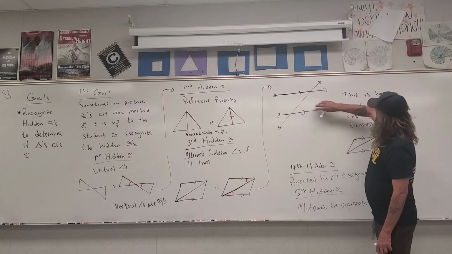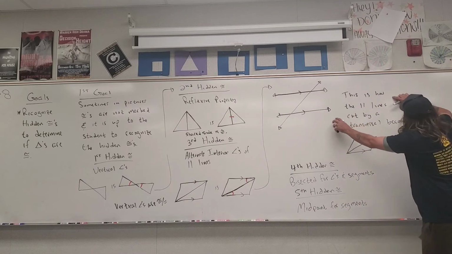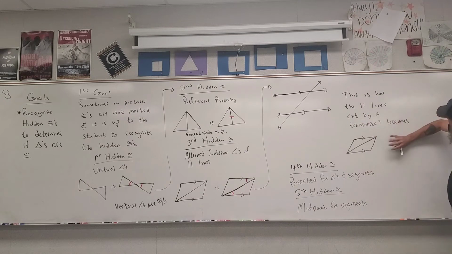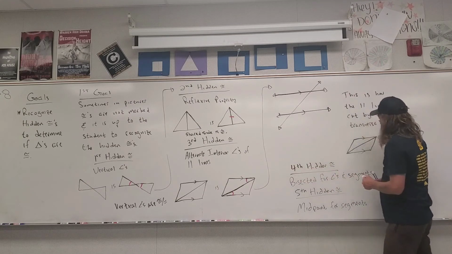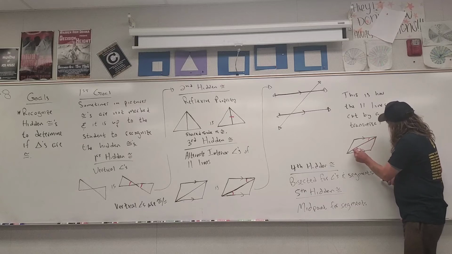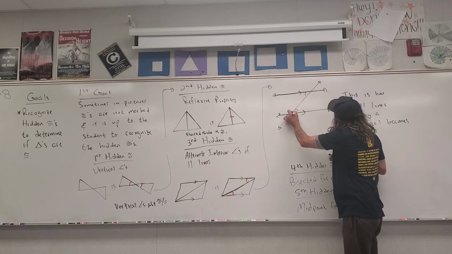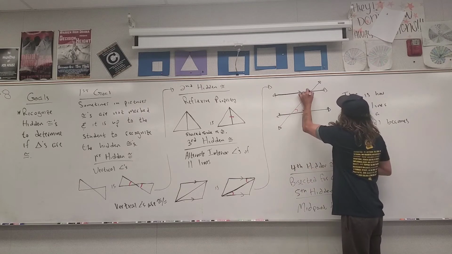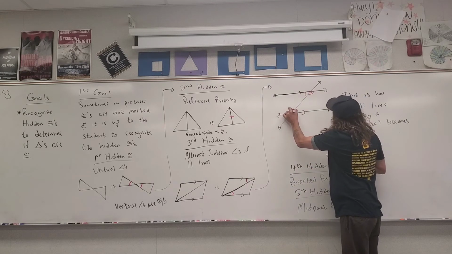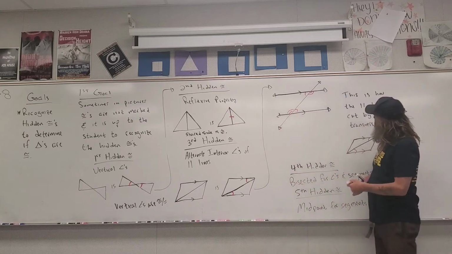So I'm going to show you with this picture how the parallel lines cut by a transversal becomes this. Okay. How we get this. All right. So we know that alternate interior angles are congruent. We know that. I got 2 pairs of alternate interior angles.